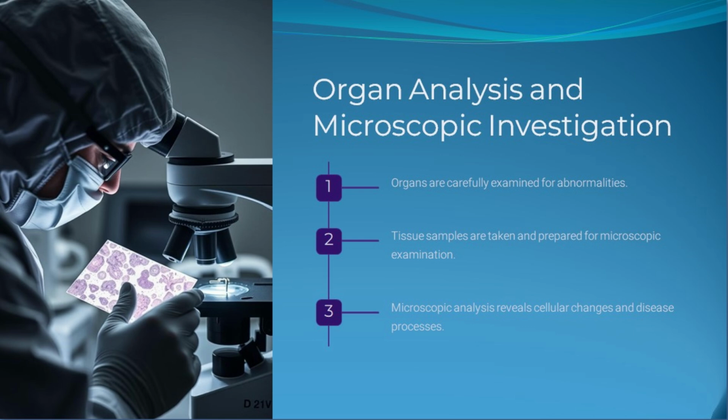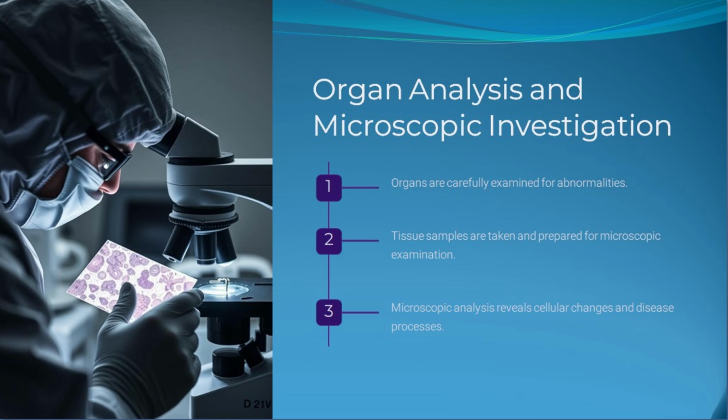Organs, heart, lungs, liver, etc., are inspected for visible issues like damage, tumors, or inflammation, for example, a scarred liver in cirrhosis or a blocked artery in heart disease. Small pieces of organs are preserved in chemicals, sliced thinly, and dyed to highlight structures. This prepares them for microscope viewing.